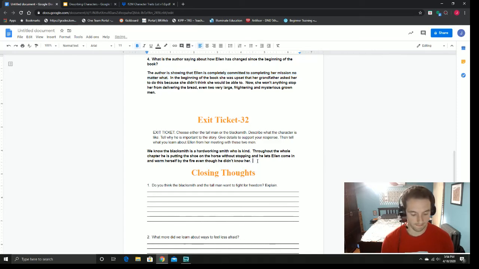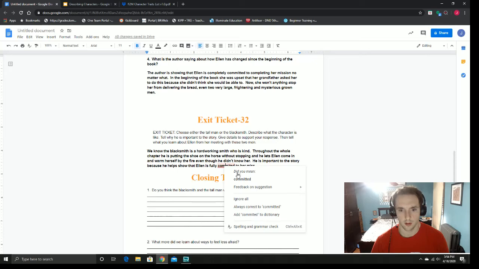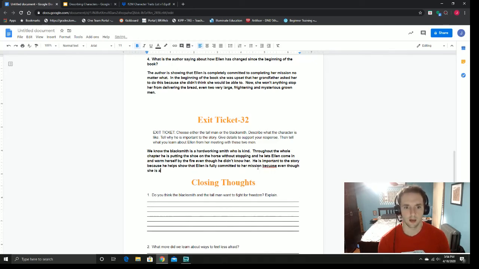And so he's important to the story because he helps show that Ellen is fully committed to her mission because even though she is afraid, she doesn't let her fear stop her from continuing her job.